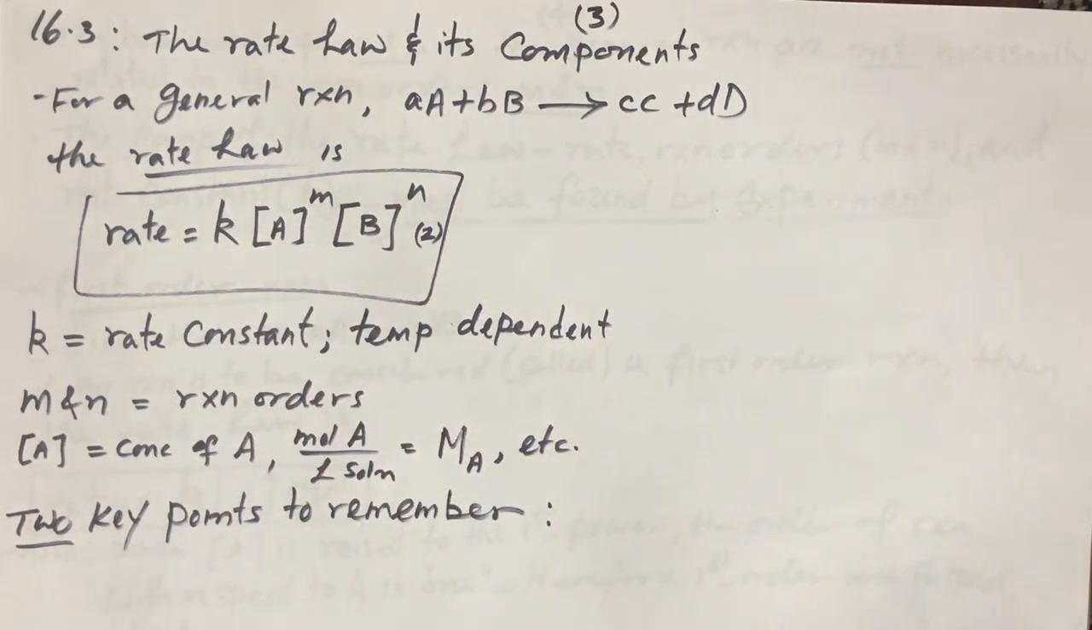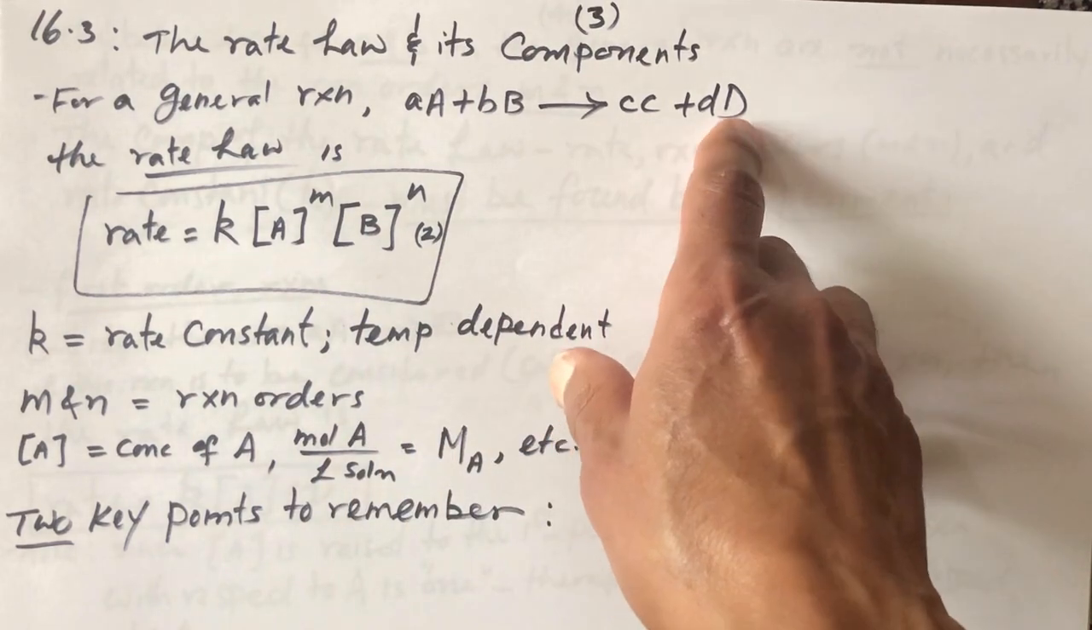Now, this whole expression is called the rate law for that particular reaction. What's important here is that there is no product appearing in the rate law. Okay, we don't have C or D in the rate law.